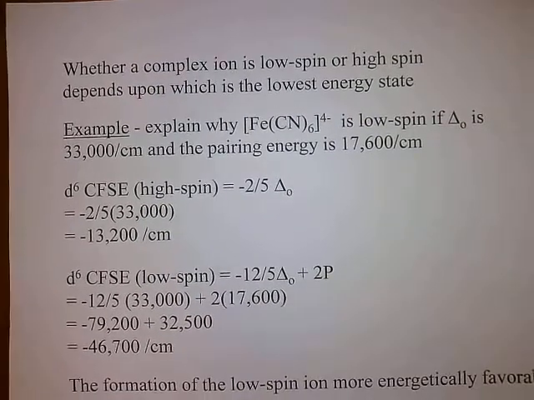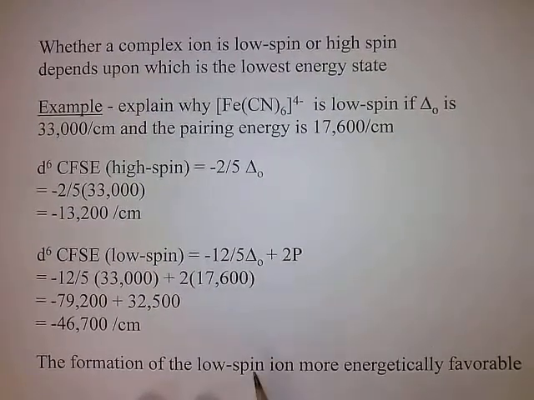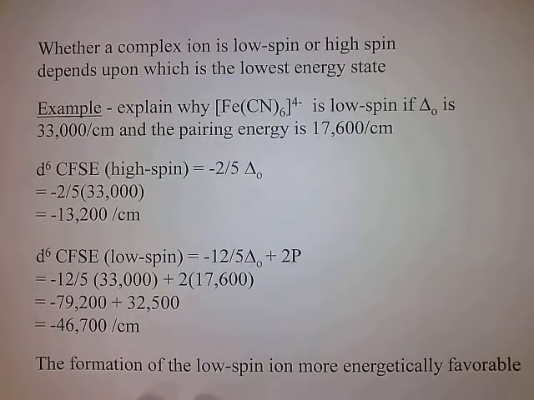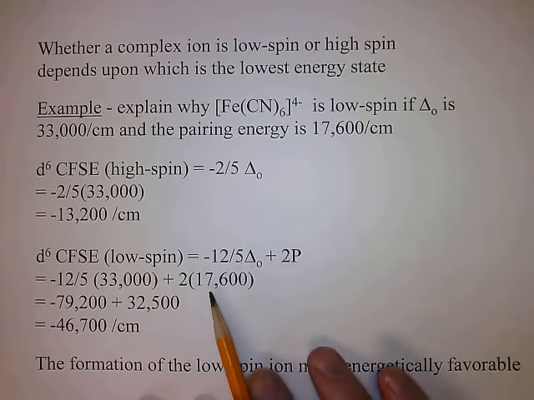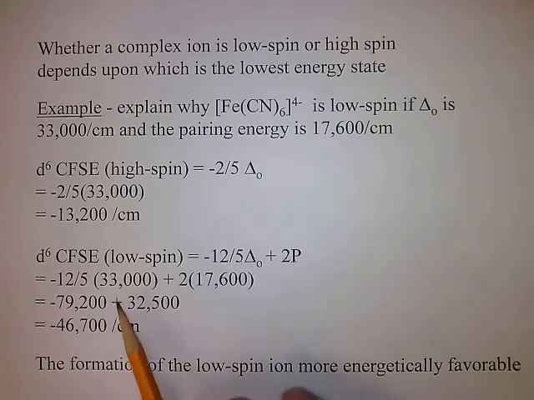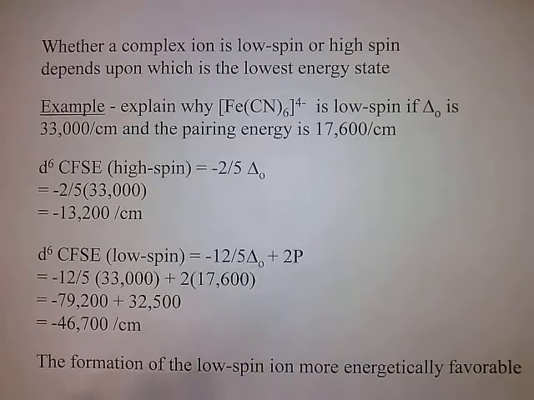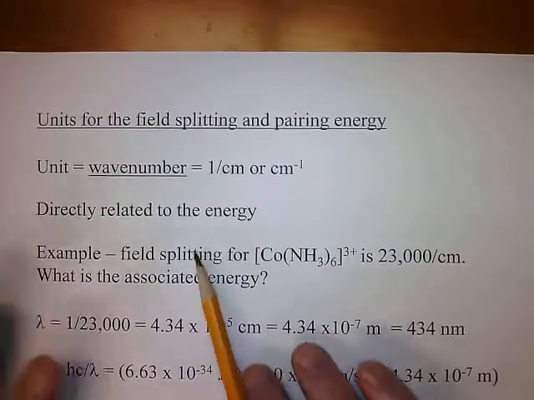This comes out to be negative 79,200 plus 35,200, or minus 44,000 per centimeter. So the formation of a low spin ion is, in fact, more energetically favorable. Okay, we do have to supply the two pairing energies, but that's outweighed by the fact that we're putting all the electrons into the lower energy t2g orbitals. So what's this unit?